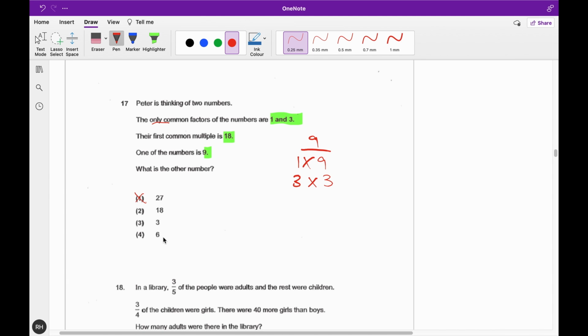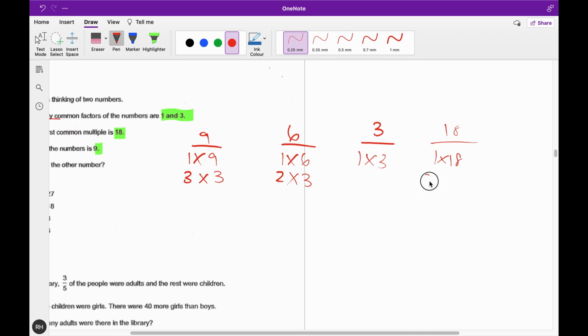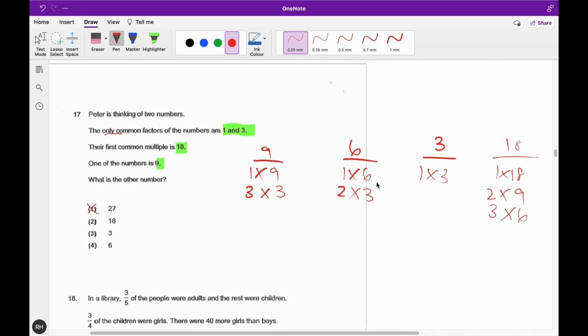Okay, let's take a look. What are the factors of 6? Okay, so we have 1 times 6, 2 times 3. Okay, what are factors of 3? We have 1 times 3, that's it. Okay, 1 times 18, 2 times 9, 3 times 6. Okay, so based on these factors, the only factors is 1 and 3.